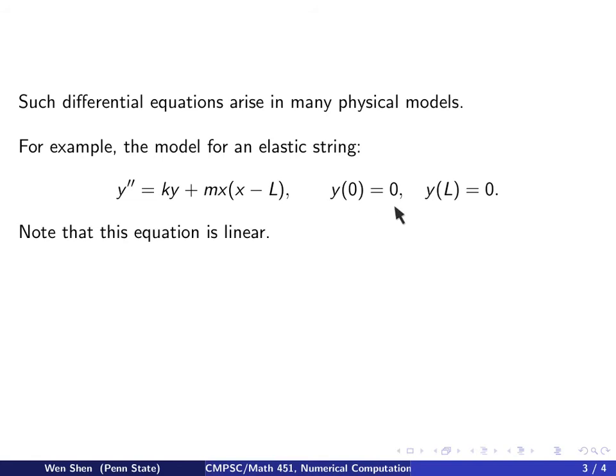You will have boundary conditions at the two ends, where you hold the string at a fixed point, in a fixed position. So y at 0 is 0, y at L is 0. So you hold it horizontally at the two ends, and then the string could vibrate in between.